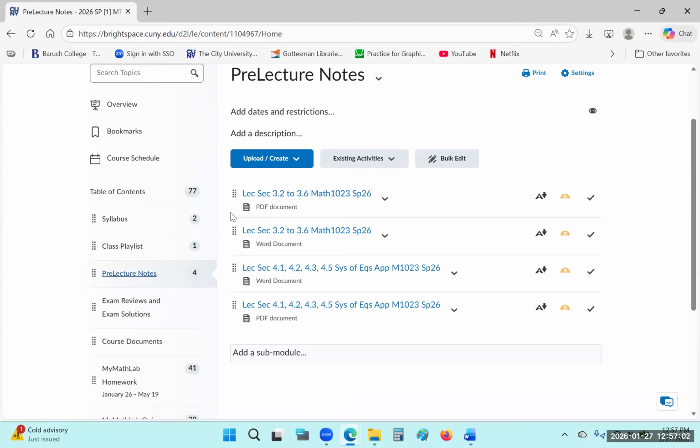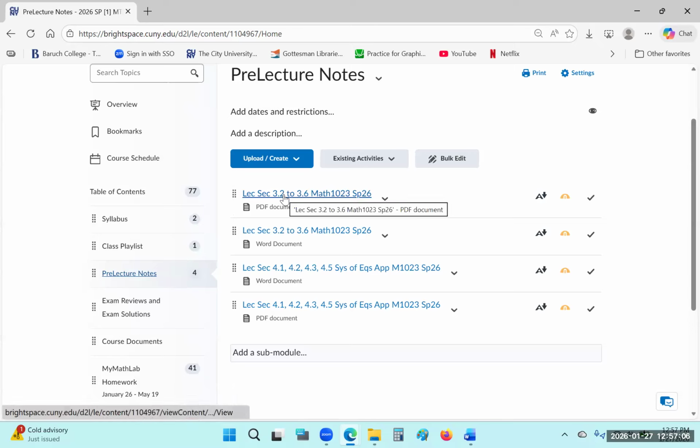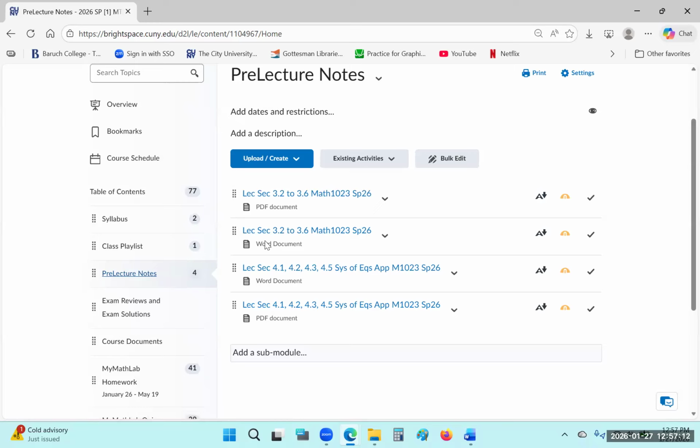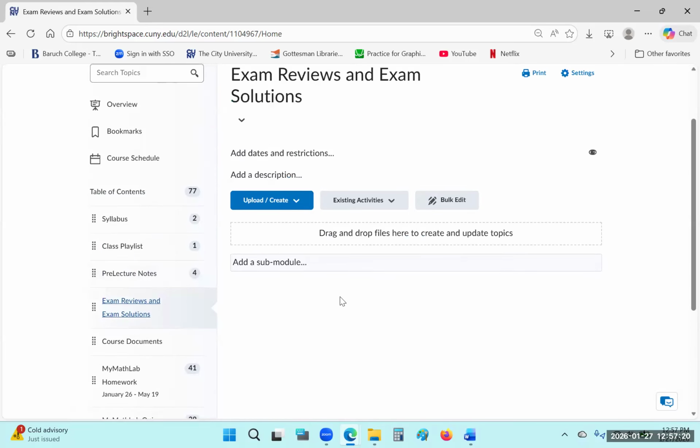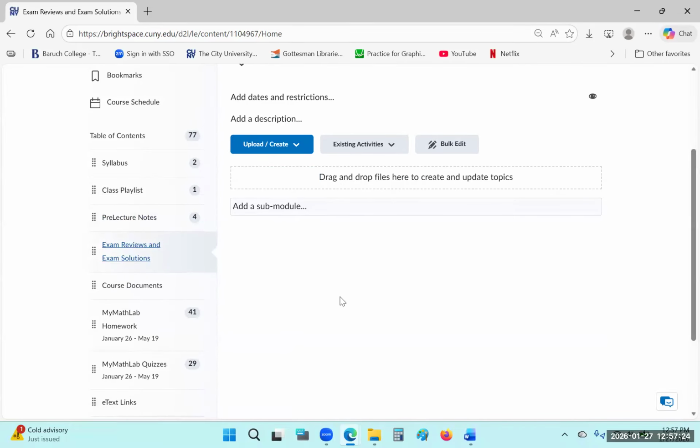If you want to take notes during class, all you have to do is download the PDF slides and you can write on those slides. Or if you know how to write on a Word document, you can simply download the Word document and write on it. Then exam reviews and exam solutions: before every exam, I'm going to give you exam reviews, and after the exam, I'm going to post the solutions.